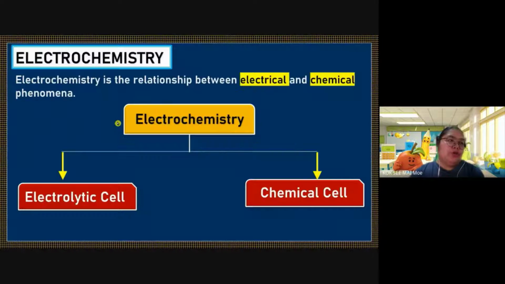Okay, electrolysis. First, there's electrochemistry. When you see the word electrochemistry, it means electricity joined with chemistry. Electrochemistry is the relationship between electrical and chemical phenomena. That means if you want a chemical reaction to happen, you must have electricity, or the other way round, if you want to produce electricity, you must have a chemical. So the two can be used for each other: electricity can produce chemical changes, and chemicals can also produce electricity.